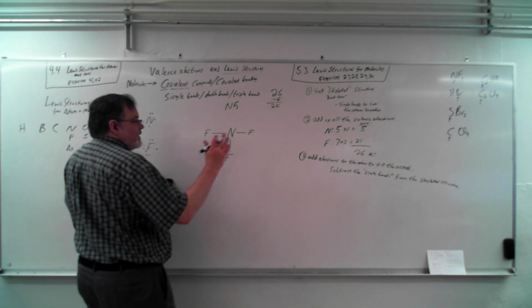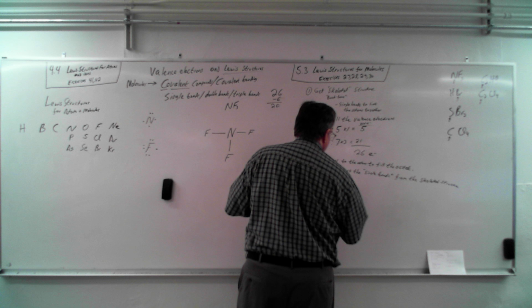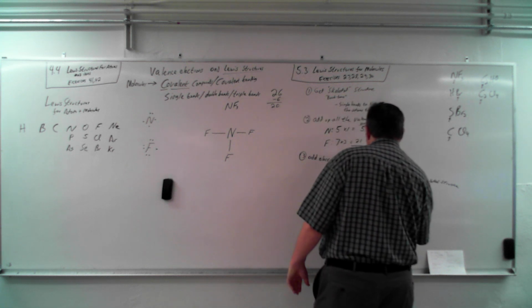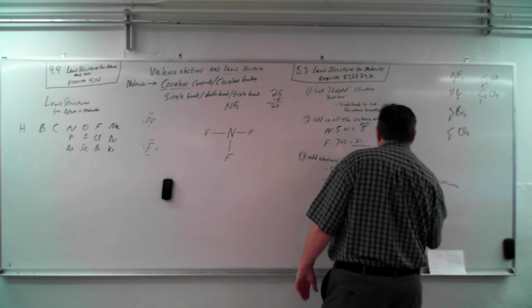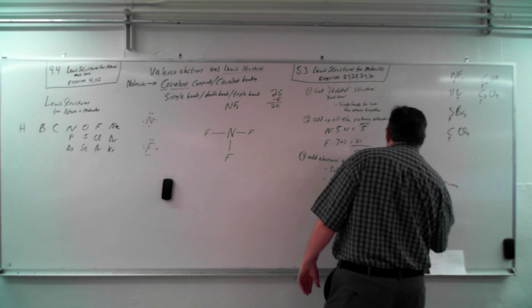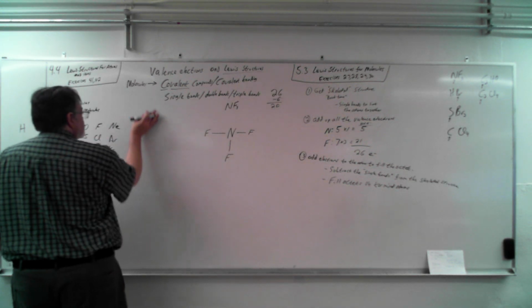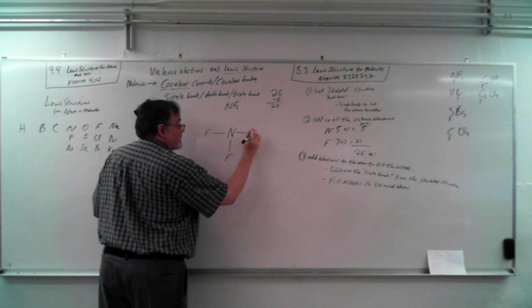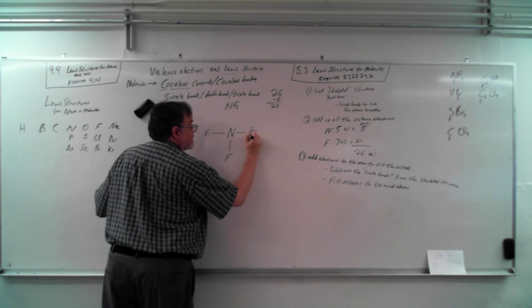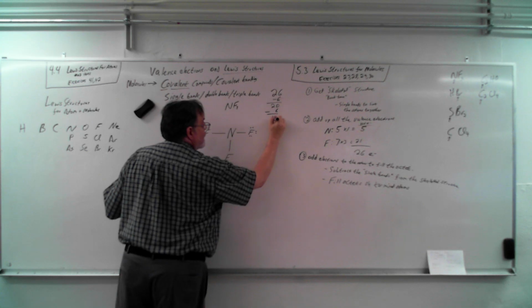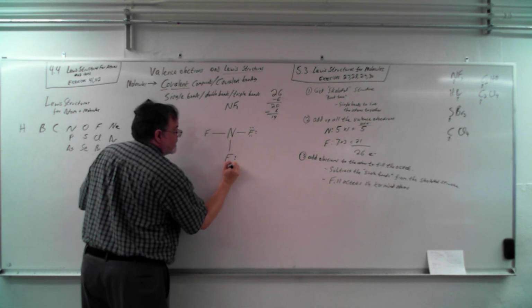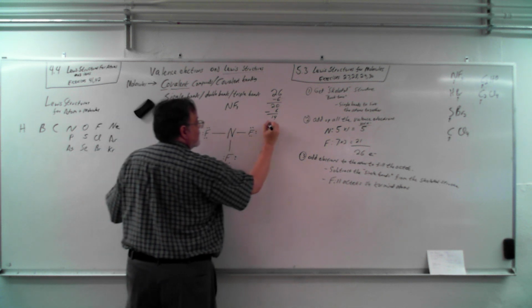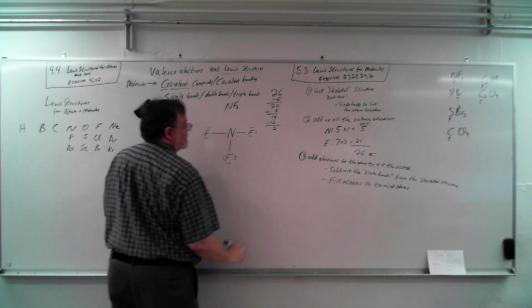All right, so now I'm here where I fill the octets. Start with the terminal atoms. So I'm going to go, this fluorine already has 2, so it needs 2, 4, 6 more. Now I've got 14 left. 2, 4, 6, 8, 10, 12. Minus 12, so I'm down to 2 electrons.